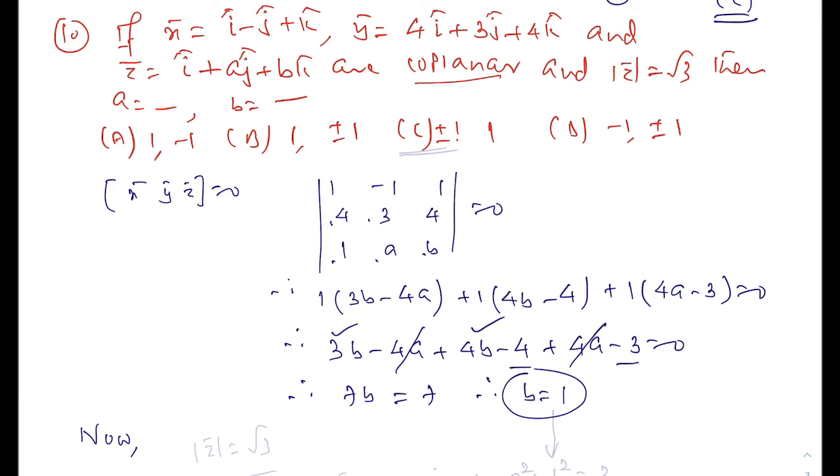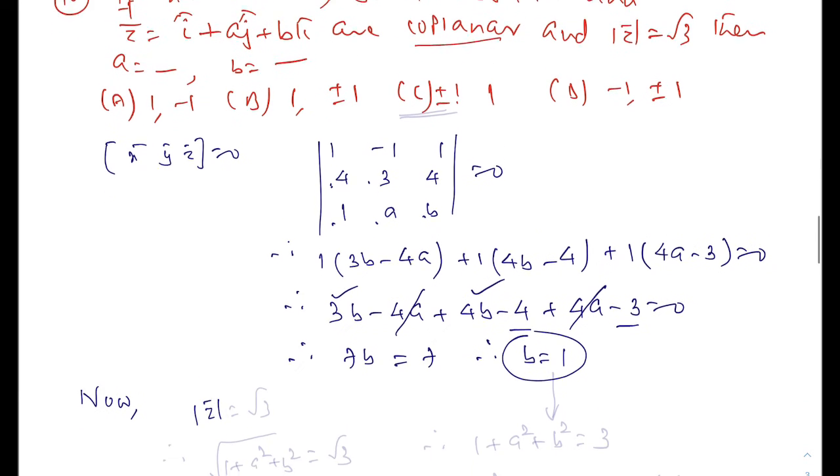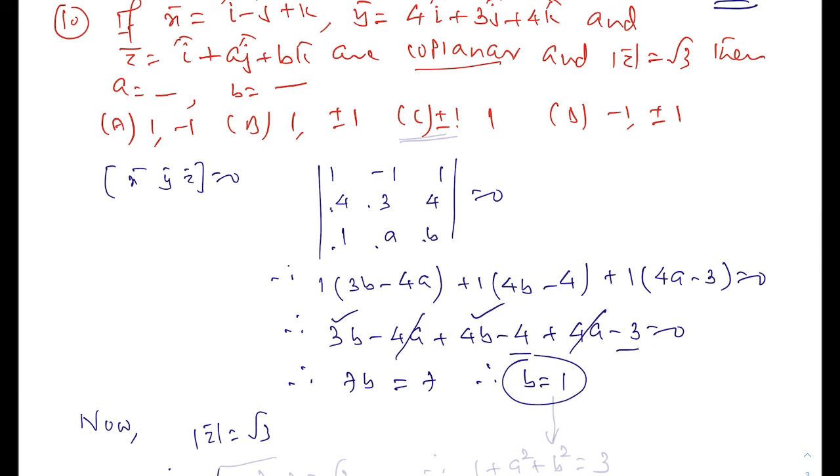Now, b is 1. Now, the magnitude of z is root 3. So that is equal to the square root of 1 plus a square plus b square equal to root 3. And therefore 1 plus a square plus b square equals 3. And if you plug in the value b to be 1, a square is 1, and therefore a is plus minus 1. So the answer is plus minus 1 comma 1. So C option is there.